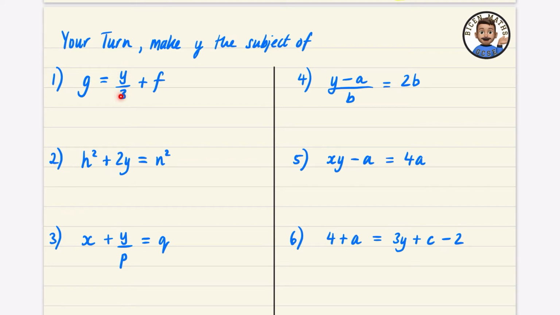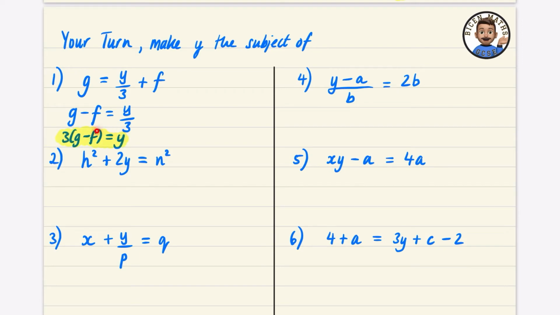Okay, so I think y is being divided by 3 and then adding f, so I want to go in reverse. The first thing I want to do is get rid of that plus f by subtracting f. So it's going to be g subtract f equals y divided by 3. And then I want to do the opposite of dividing by 3, which is multiplying by 3, but that's going to require some brackets to show that you're multiplying the whole thing by 3. So our answer is 3 brackets g minus f equals y.